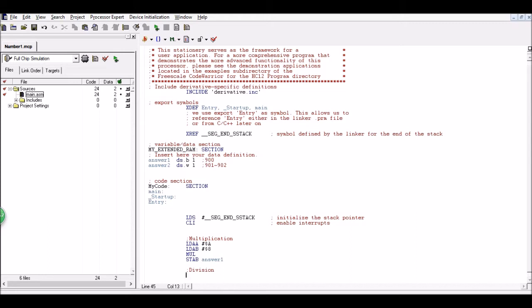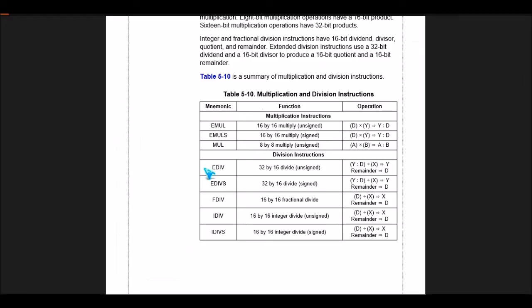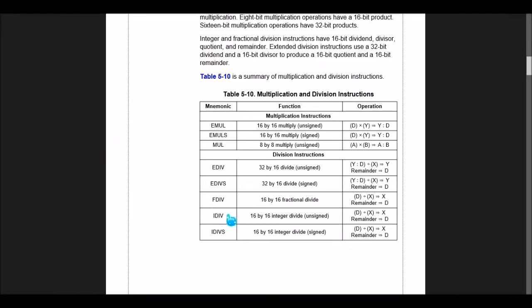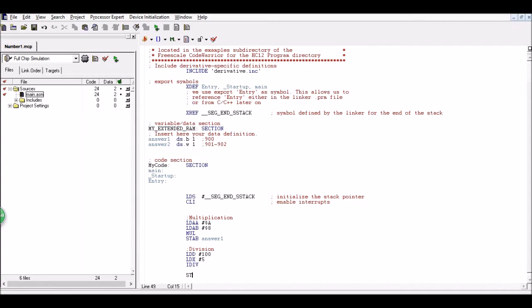So yes, let us go ahead and load D with, let's do 100. And let's make this a decimal number instead of hex to make it easier for us. So we're just going to put a pound sign for a decimal number. And then let's load X with 5. And then we're going to do this command, IDIV. And then store the answer, which will be in X, back to answer 2.